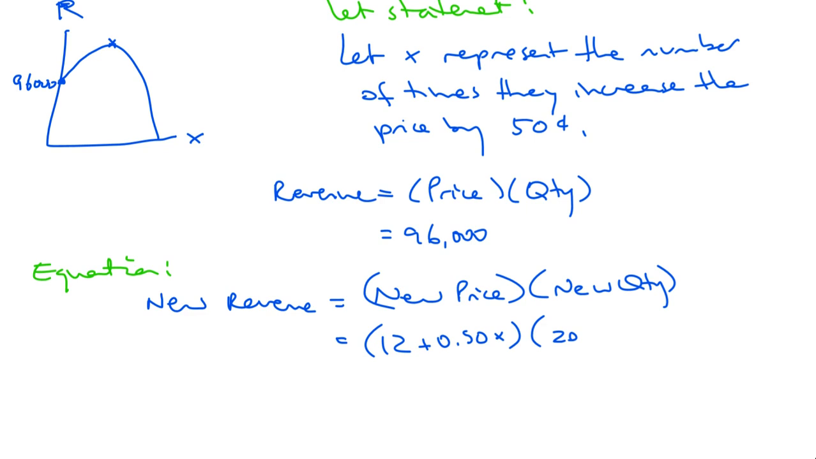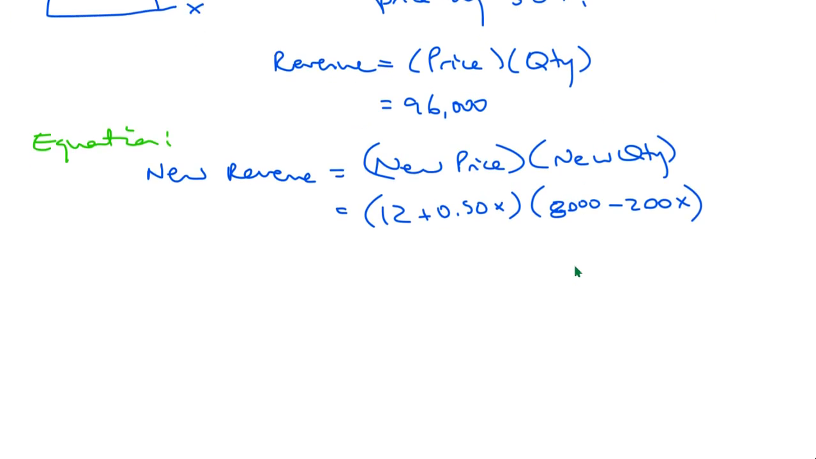The new quantity is this. They start out selling 8,000 tickets, but every time they increase the price, they're going to lose 200 people. If they increase the price once, they'll lose 200. If they increase twice, they'll lose 400. If they increase 3 times, they'll lose 600. So they're really losing 200 times the number of increases. And that's our equation that we want to find the vertex of.